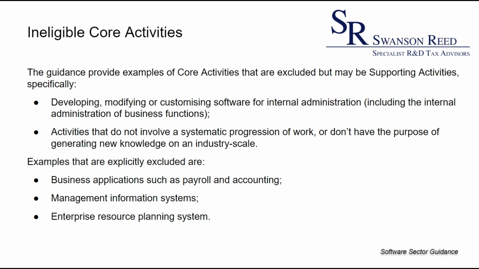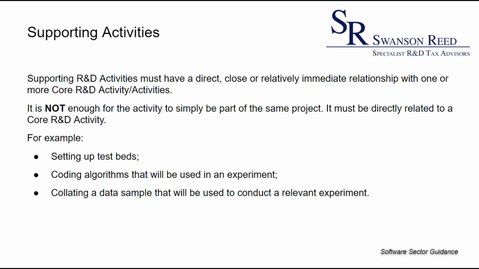Supporting R&D activities must have a direct, close, or relatively immediate relationship with one or more core R&D activities. It is not enough for the activity to simply be a part of the same project. It must be directly related to a core R&D activity. For example, setting up test beds, coding algorithms that will be used in an experiment, collating a data sample that will be used to conduct a relevant experiment.